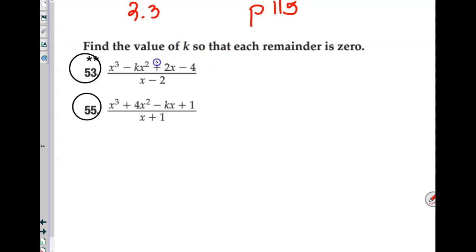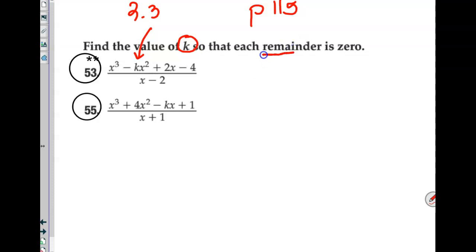All right. 2 ways. Anybody think of a way we could solve for K on number 53? We're supposed to figure out what value of K works here. Put 2 in for X. Why?